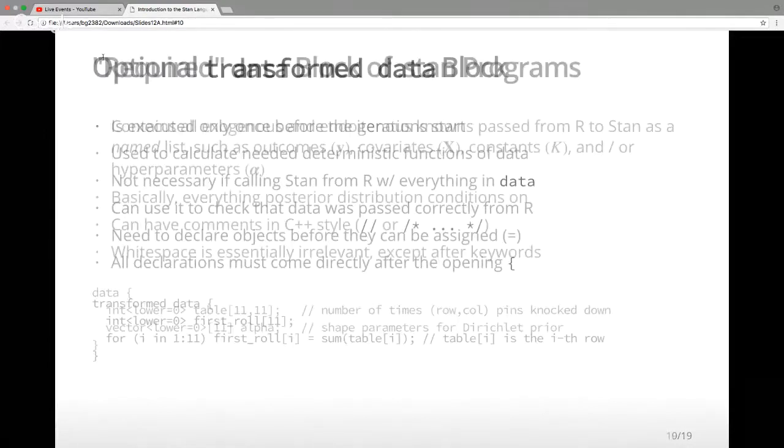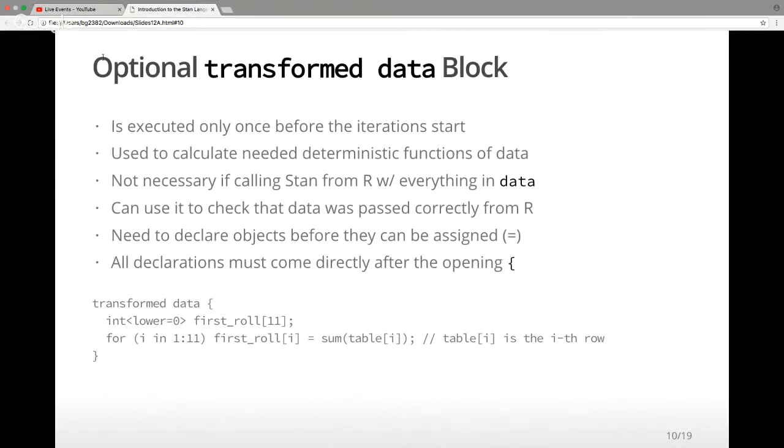After the data blocks comes the transformed data block. This is more optional, and you could leave it blank or totally omit it. This is executed only once before all the iterations start, and it's used to calculate deterministic functions of the things in the data block. The transformed data block is not really necessary if you're calling Stan from R, because you could just do all that stuff in R and pass it into the data block. However, Stan can be called by programs that are not R.